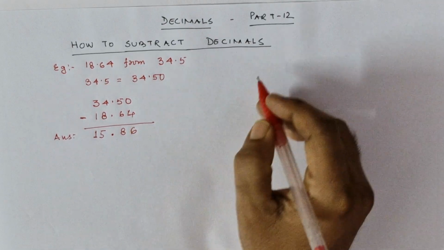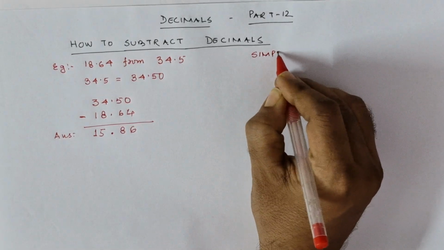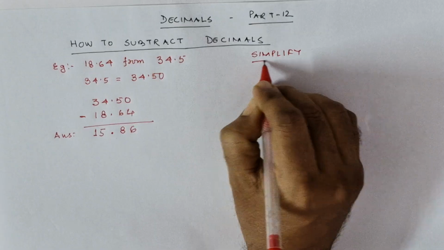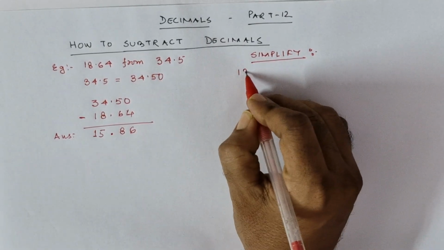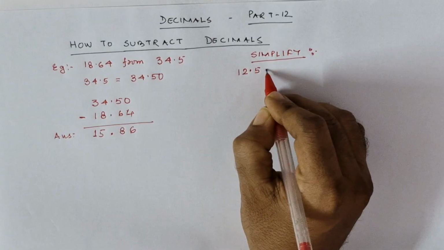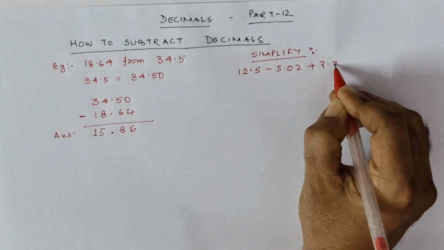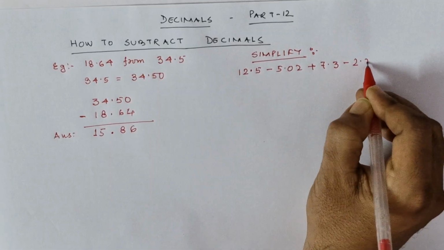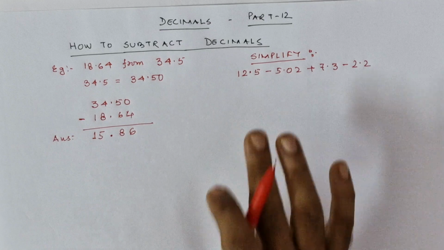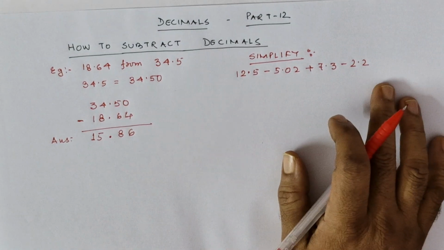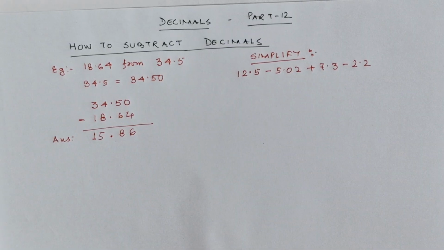Now if you get a simplification, what are you going to do? Simplify. Let's say 12.5 minus 5.02 plus 7.3 minus 2.2. So we are doing addition and subtraction in a single go. It's a simplification, so you know the BODMAS rule.